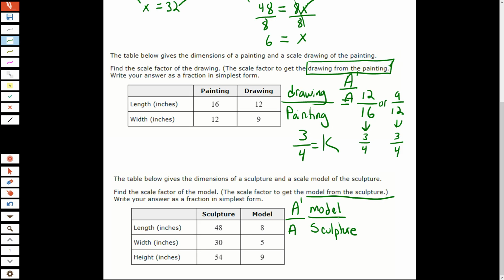So all you got to do is put the model on top of the sculpture and make sure you're lining them up. Length for length, width for width, height for height. So you've really kind of got three options, but they should all be the same. 8 over 48. Then you get 5 over 30. Or you get 9 over 54. Well, what do those all reduce to? If you don't know, put it in your calculator. 1/6. Okay, so that looks like that is what my scale factor is. My K value is 1/6.